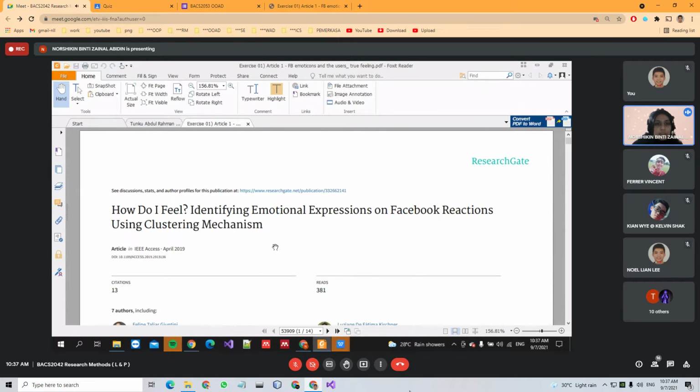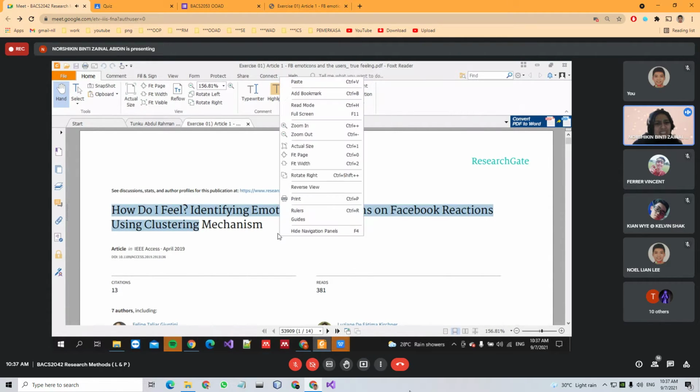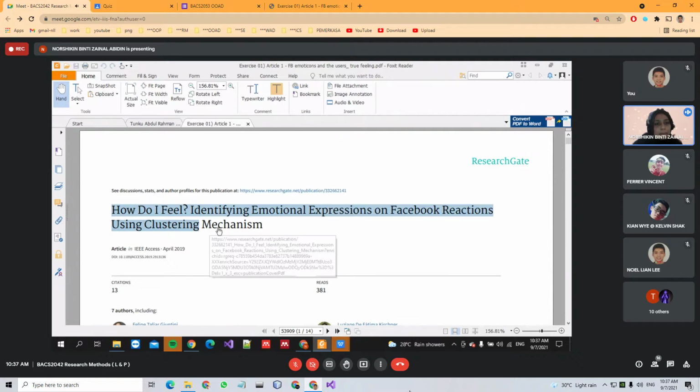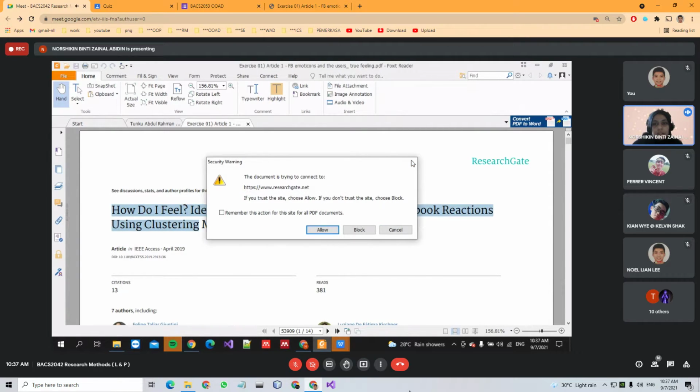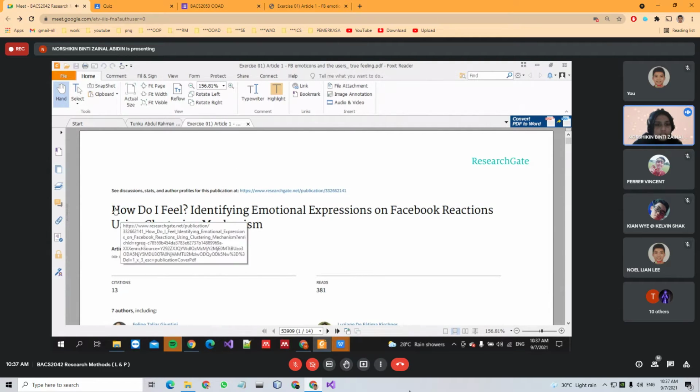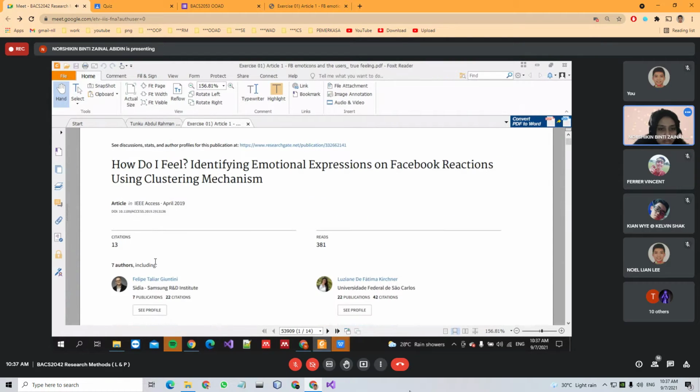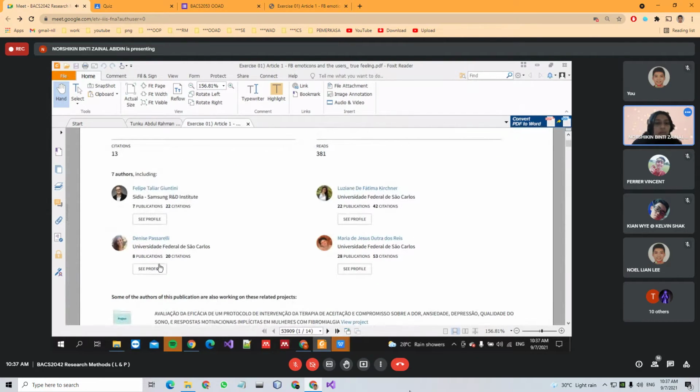So publication, that means they published this paper at the research gap. And then for the title they will usually use a slightly bigger size so that people can see the title. So this is the title. And then here is an article in IEEE Access. Another thing that is important to an article is who is the writer, or the author of this particular paper.